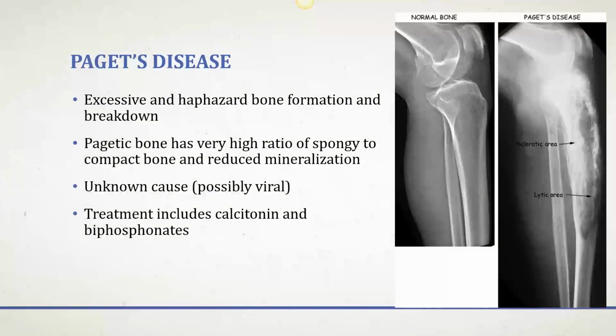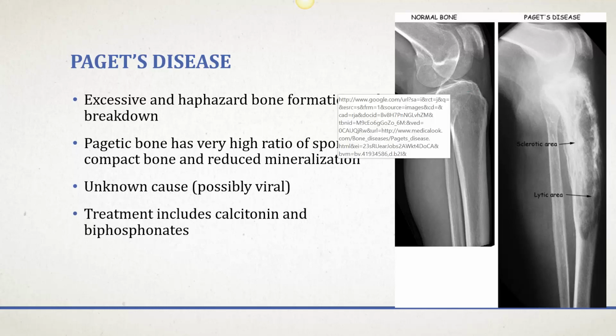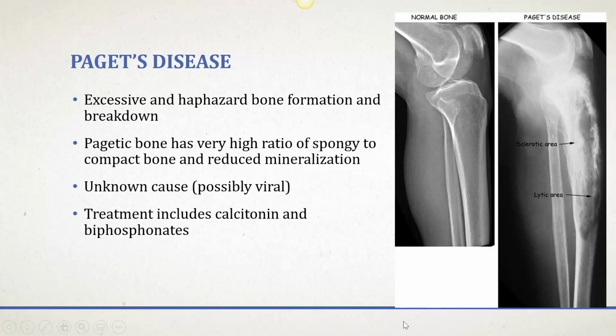Paget's disease. Paget's disease involves the excessive and haphazard bone formation and breakdown. So here you can see what a normal tibia looks like, and then over here you can see Paget's disease and what Paget's disease does to a bone. Pagetic bone has a very high ratio of spongy bone to compact bone and reduced mineralization. We don't know what causes it yet, potentially due to a viral infection.